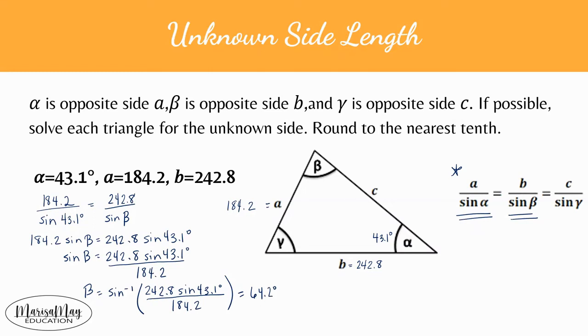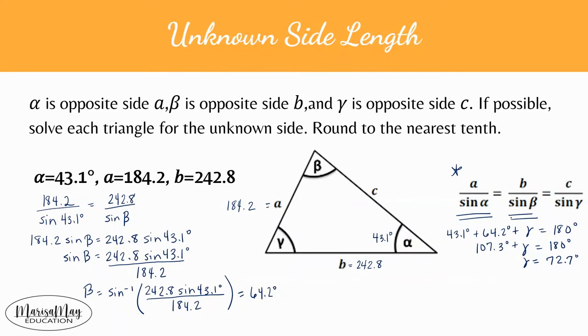Now, because we know beta, we can find gamma because we know the angles in a triangle add to 180 degrees. So let's take our 43.1 degrees plus our 64.2 degrees plus gamma, which we don't know, and we know that has to equal 180. So we've got 107.3 plus gamma equals 180. And so gamma must be 72.7 degrees.